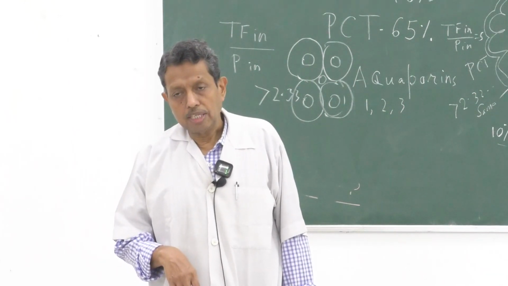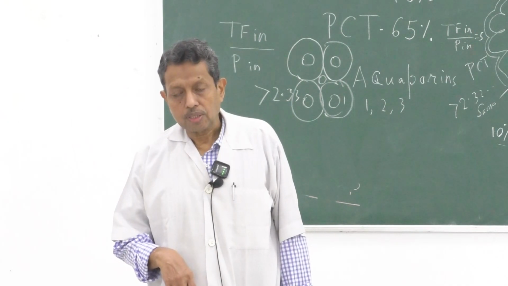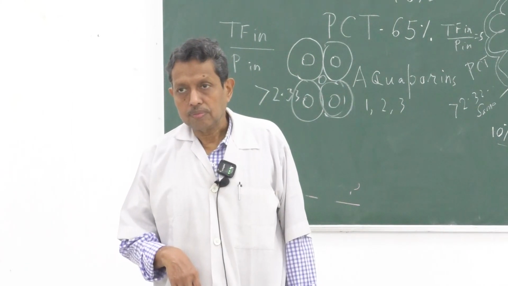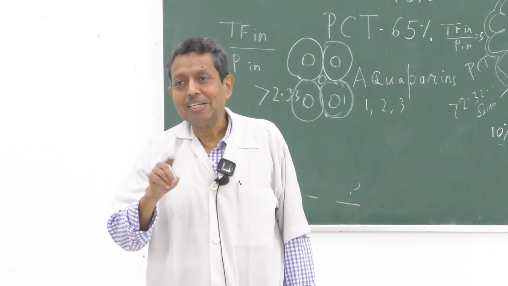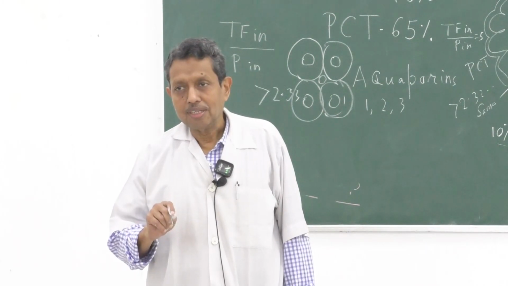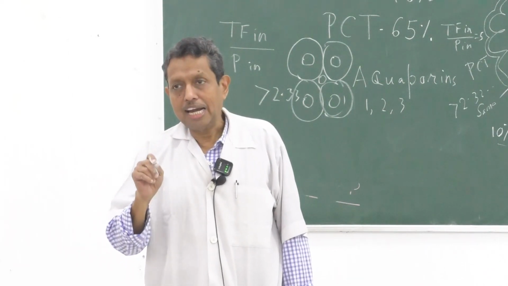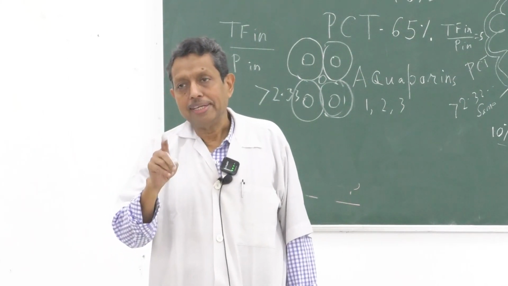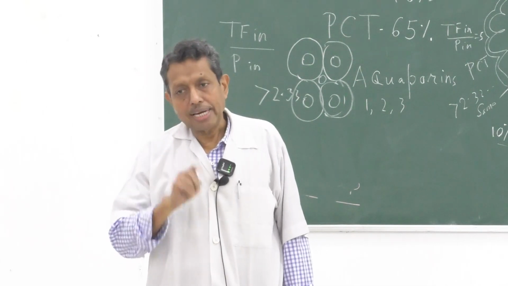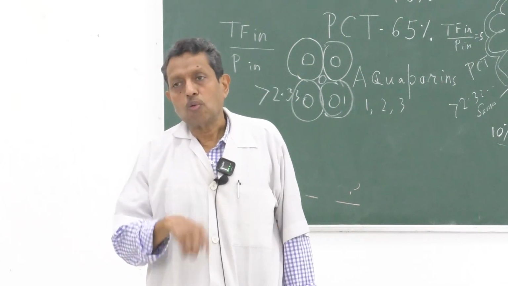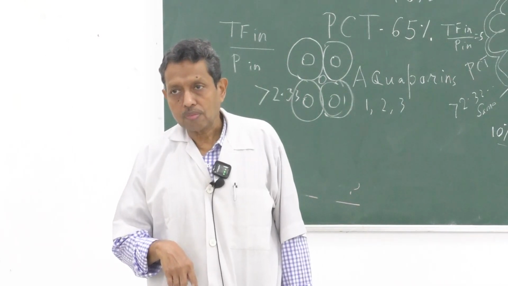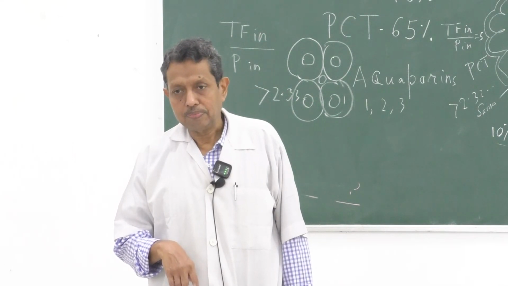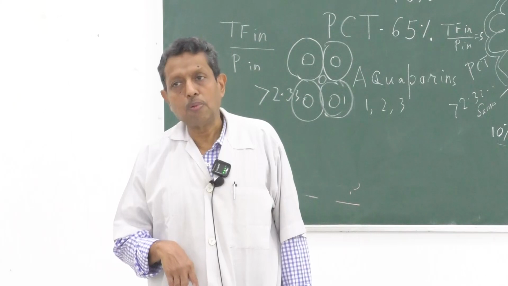When this is the concentration, you can easily calculate what should be the urine remaining in this position. In this position, 300. Tubular fluid inulin divided by plasma inulin. When it is 300, and if the GFR is equal to 180 liter, you can calculate what is the urine that is formed. Calculate.